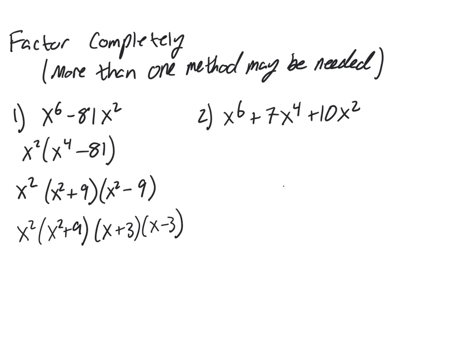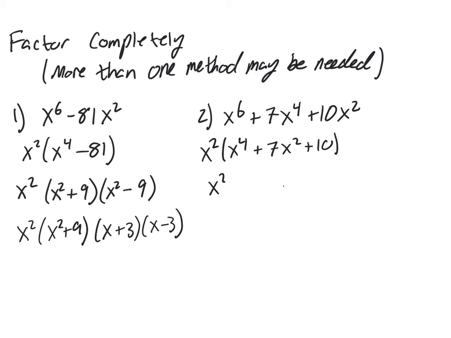So let's take a look at this one. And again, we have a GCF, and actually, again, it's x squared. So let's factor that out. And we're going to be left with x to the fourth plus 7x squared plus 10. And now we have a trinomial that we need to factor.